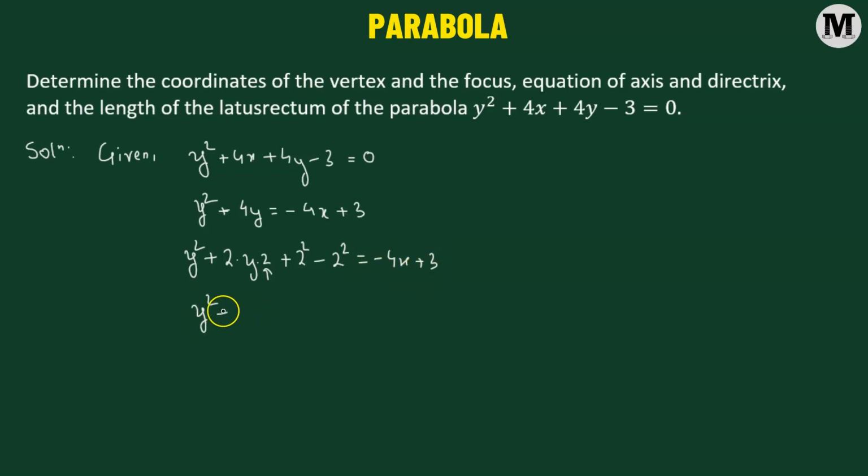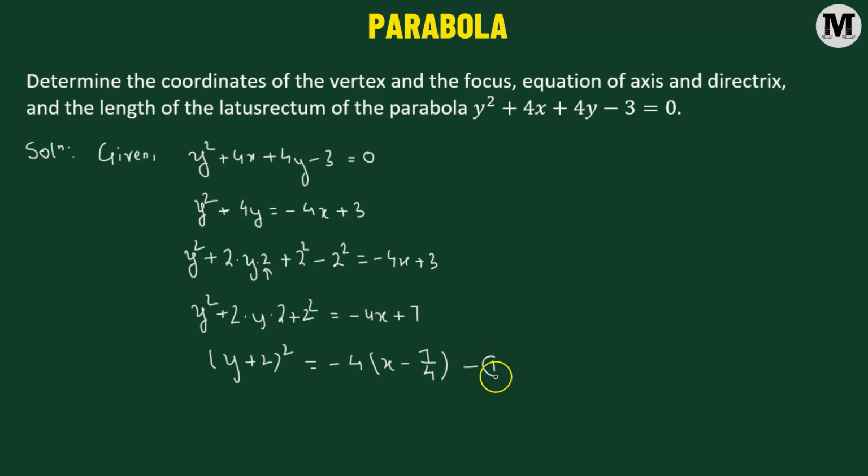So y squared plus 2 times y times 2 plus 2 squared will be equal to, so negative 2 squared will be 4, negative 4, we'll transpose it to the right hand side and combine with positive 3 to get 7. Now y plus 2 whole squared, that's the expansion of the first 3 terms on the left hand side, this will be equal to, we're going to take negative 4 as the common factor, that gets multiplied to x minus 7 over 4.